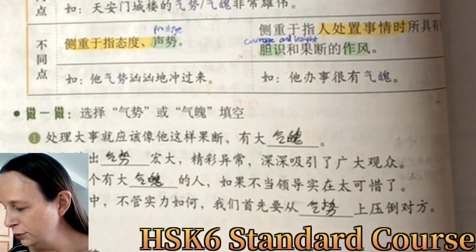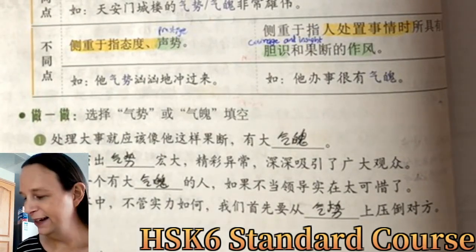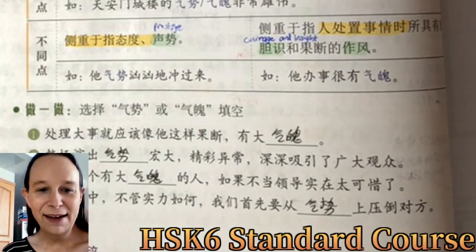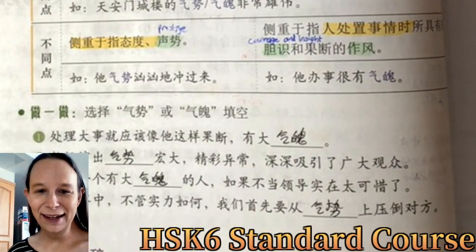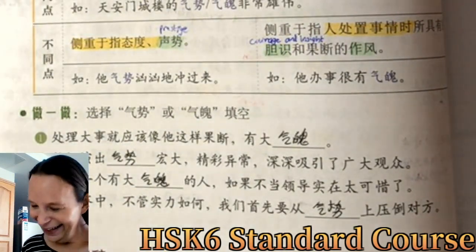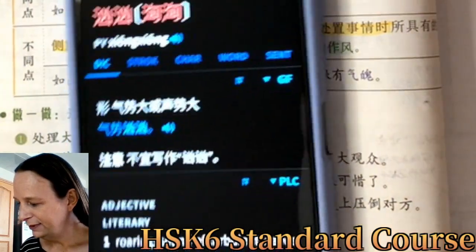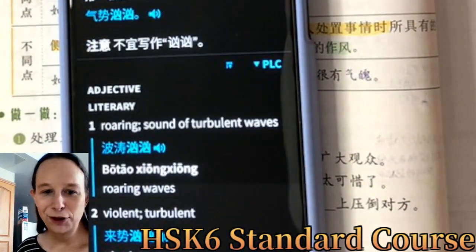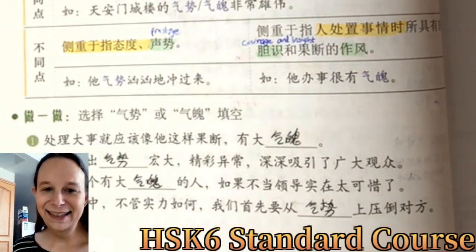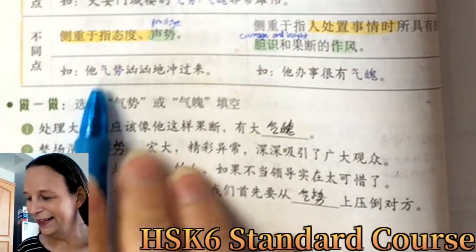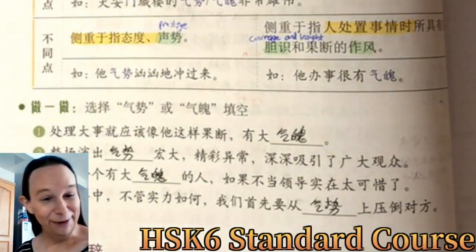他气势汹汹地冲过来. I remember about a video or two ago, I said, 汹. I don't think I've ever seen this character outside of 波涛汹涌. Here it is. 汹汹地冲过来. Really? 汹汹, roaring sound of turbulent waves. All right. 他气势汹汹地冲过来. So it's like bursting forth. His 气势 is bursting forth. Whatever it is, it's bursting forth.